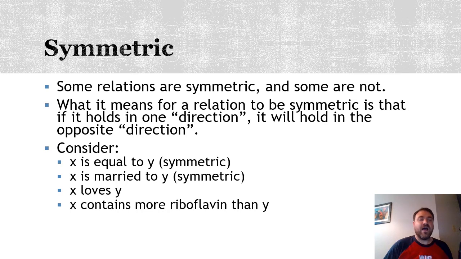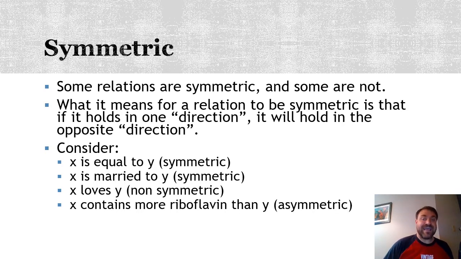But unfortunately, for many, and although fortunately for soap opera writers and really any writer of anything, the fact that x loves y is not symmetric. Just because x loves y does not mean that y loves x. And so that's what we will refer to as a non-symmetric relation. And again, if x contains more riboflavin than y, then it's impossible for y to contain more riboflavin than x. So that's a special different thing. It's not just that it's not symmetric, it's asymmetric.